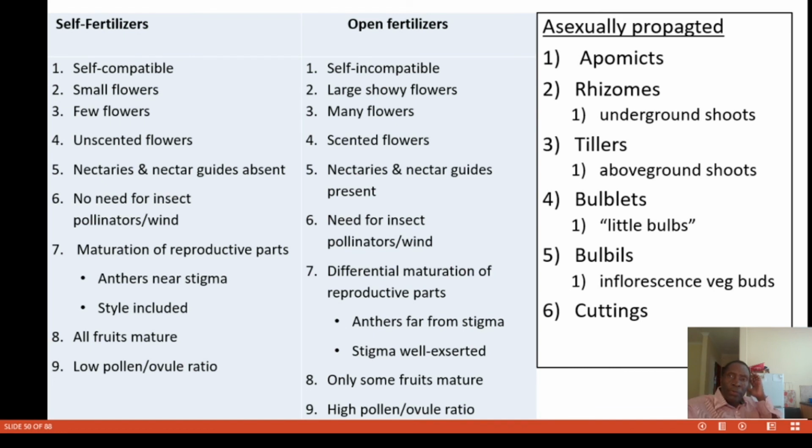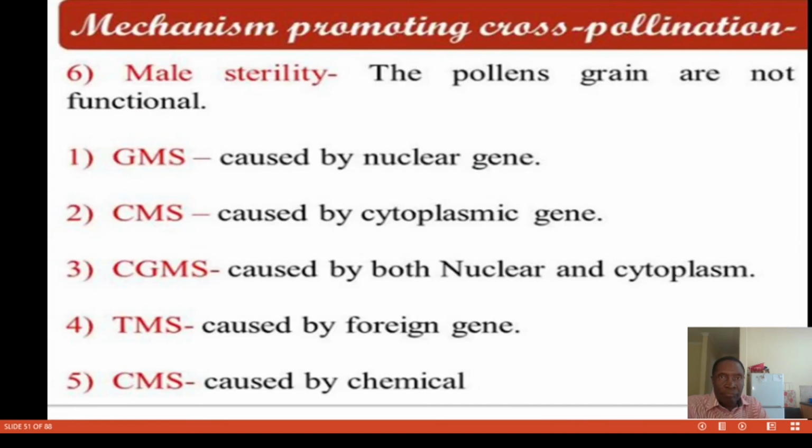So this slide here shows the differences between self-fertilizers and open fertilizers, plus the third dimension, which is asexual propagated material. Again, note the differences. And we have about 5 mechanisms that promote cross-pollination, genetically speaking.